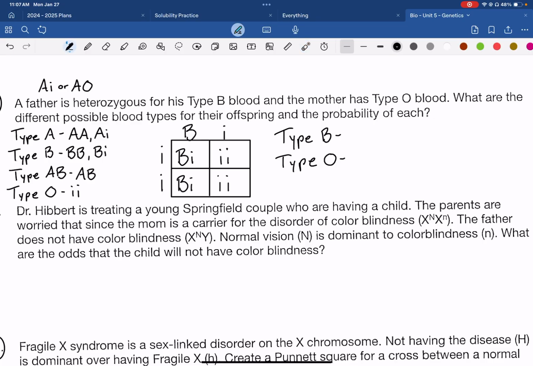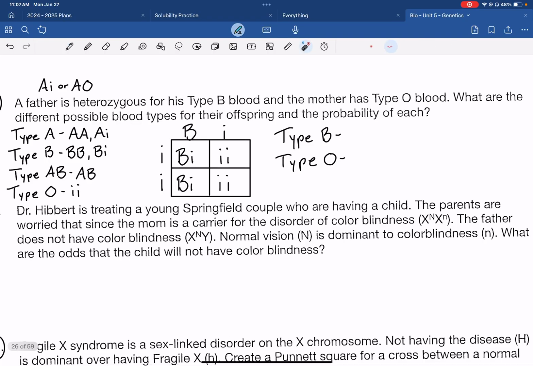So remember, type B can either be BI or BB. O can only be II. In this case, what chance of the offspring is going to be BI or type B? 2 out of 4. 50%. What about type O? That's right, 50% or 2 out of 4.